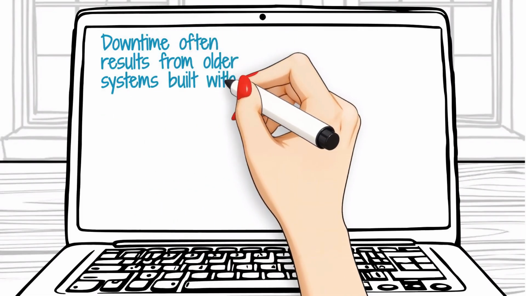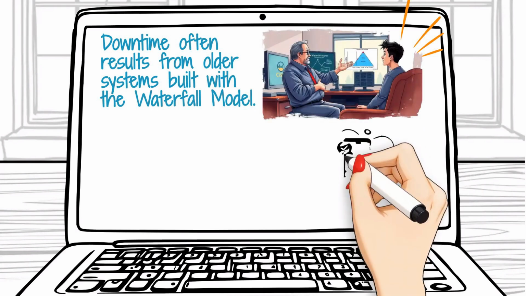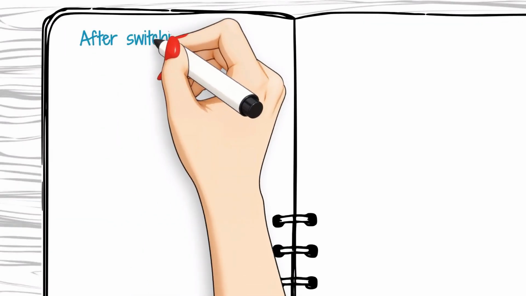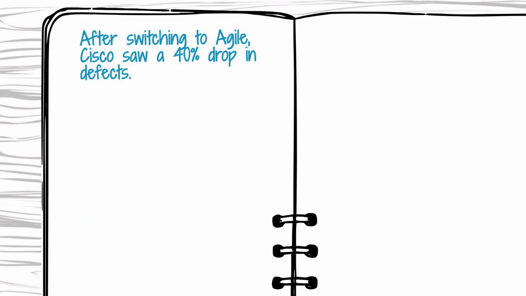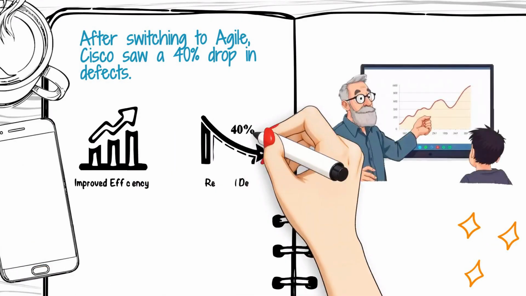He gave an example. Cisco, a global leader in networking, originally used the waterfall model for its subscription billing platform, SVP. But after switching to Agile Methodology, defects dropped by 40% and defect removal efficiency rose by 14%. Ryan was shocked. A change in methodology could do that.